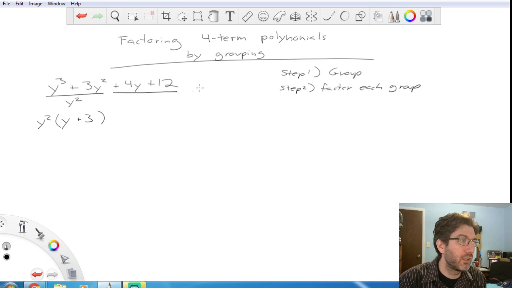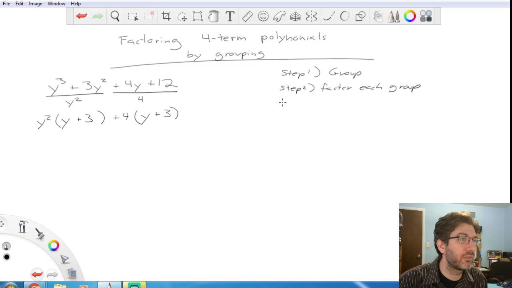Over here, I can't factor out y squared because there's only one y here and no y's here. I can't even factor out a y. But 4 and 12 share common factors of 4. So I'm going to factor out a 4 from each of them. And that is a positive 4. So I'm going to say plus 4 because I have this term here attached to it. And that's going to be multiplied by what's left. Well, 4 divided by 4 gives me y. And 12 divided by 4 gives me a positive 3.